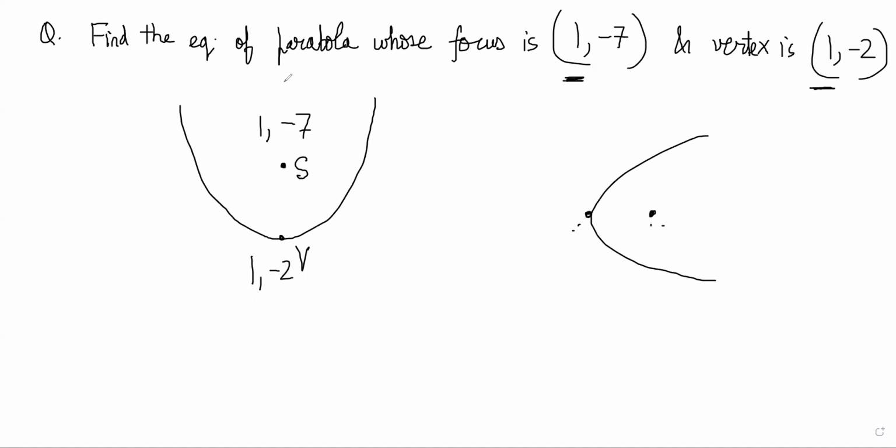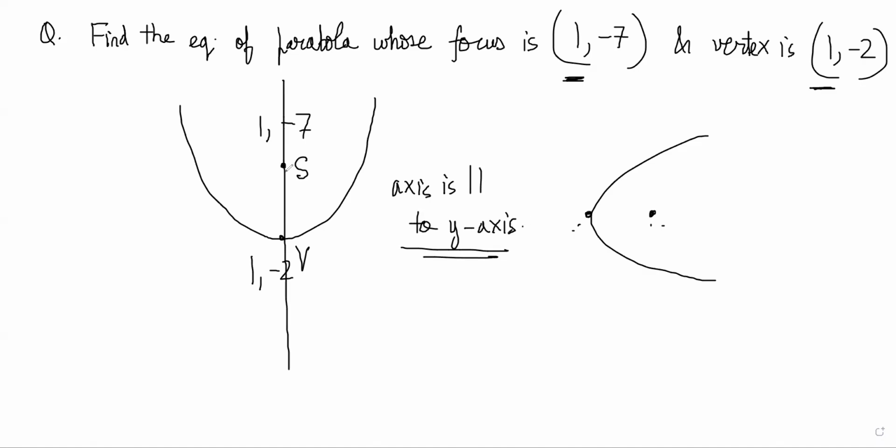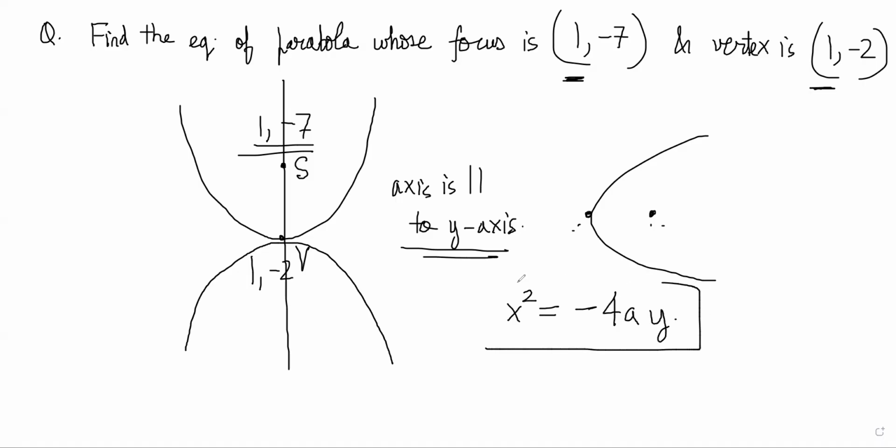First thing that we know is the axis of the parabola is parallel to the y-axis. And notice that the focus has a lower value than the vertex. So that means it must be a parabola like this, right? So technically, we have a situation where the equation should be x square is equal to minus 4ay, something like this. This is the general equation that we could have. However, we don't know whether the axis is on the y-axis.